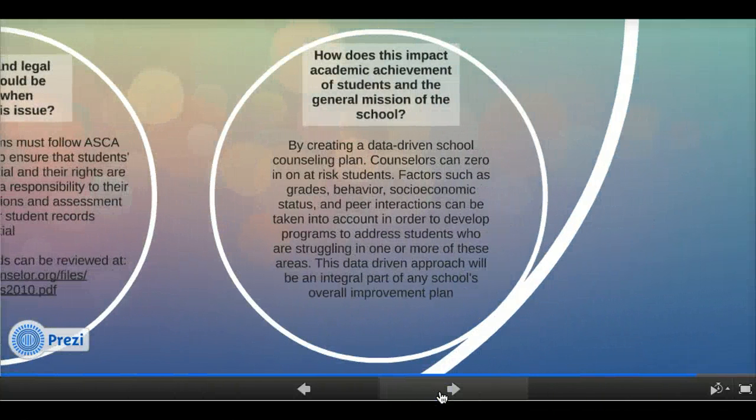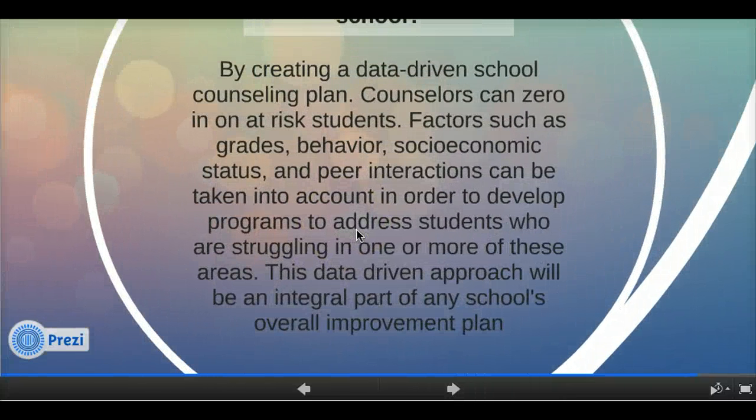And lastly, how does this impact the academic achievement of students and the general mission of the school? By creating a data-driven school counseling plan, counselors can zero in on at-risk students. Factors such as grades, behavior, socioeconomic status, and peer interactions can be taken into account in order to develop programs to address students who are struggling in one or more of these areas. This data-driven approach will be an integral part of any school's overall improvement plan.